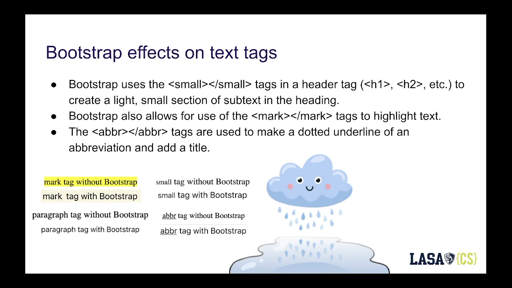Bootstrap can also use the mark tag to highlight text. As you can see here, without Bootstrap, the highlight color is a little bright, but with Bootstrap, it's a little dulled down. The abbreviation tags are used to make a dotted underline of an abbreviation and to add a title. As you can see, both the typical HTML and the Bootstrap version have this dotted underline, and when you hover over the abbreviated text, it tells you the full version.